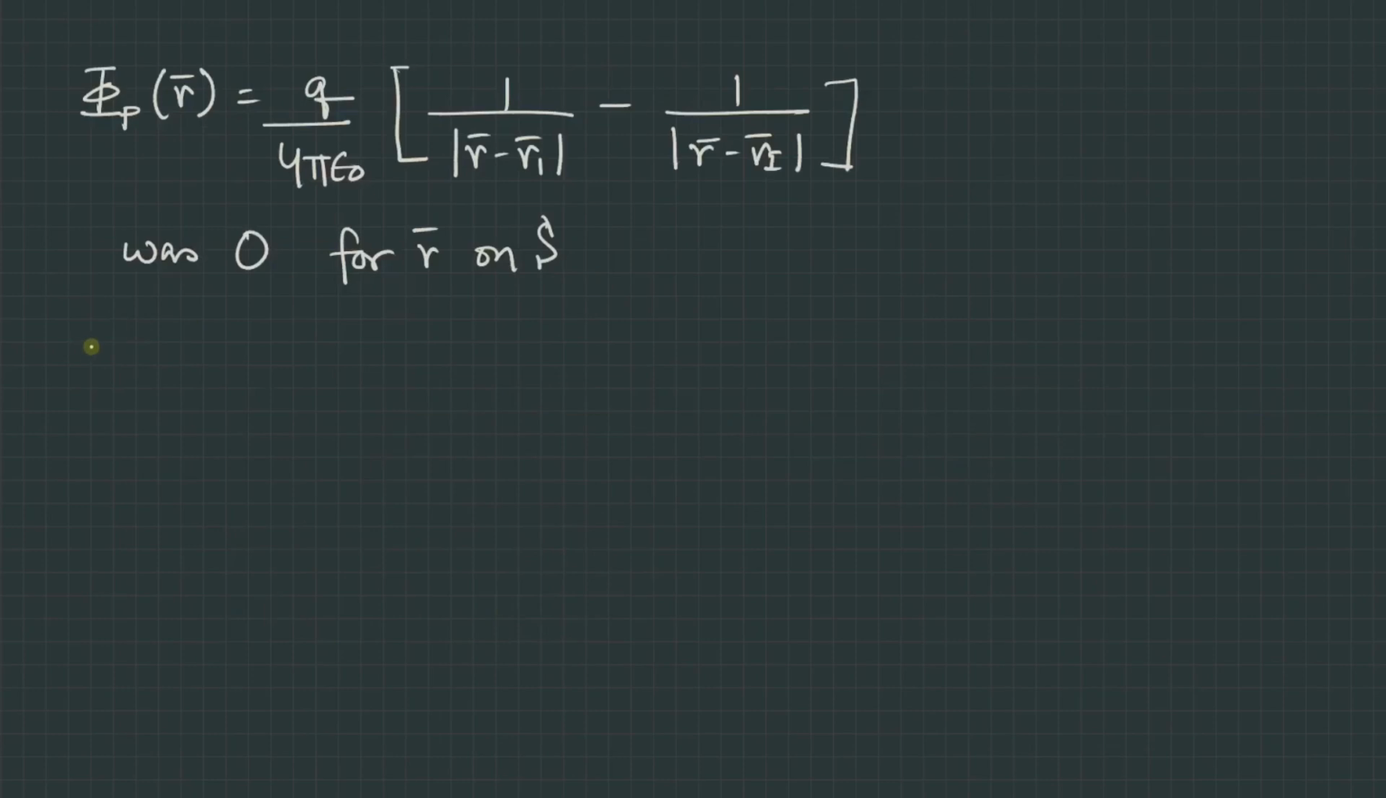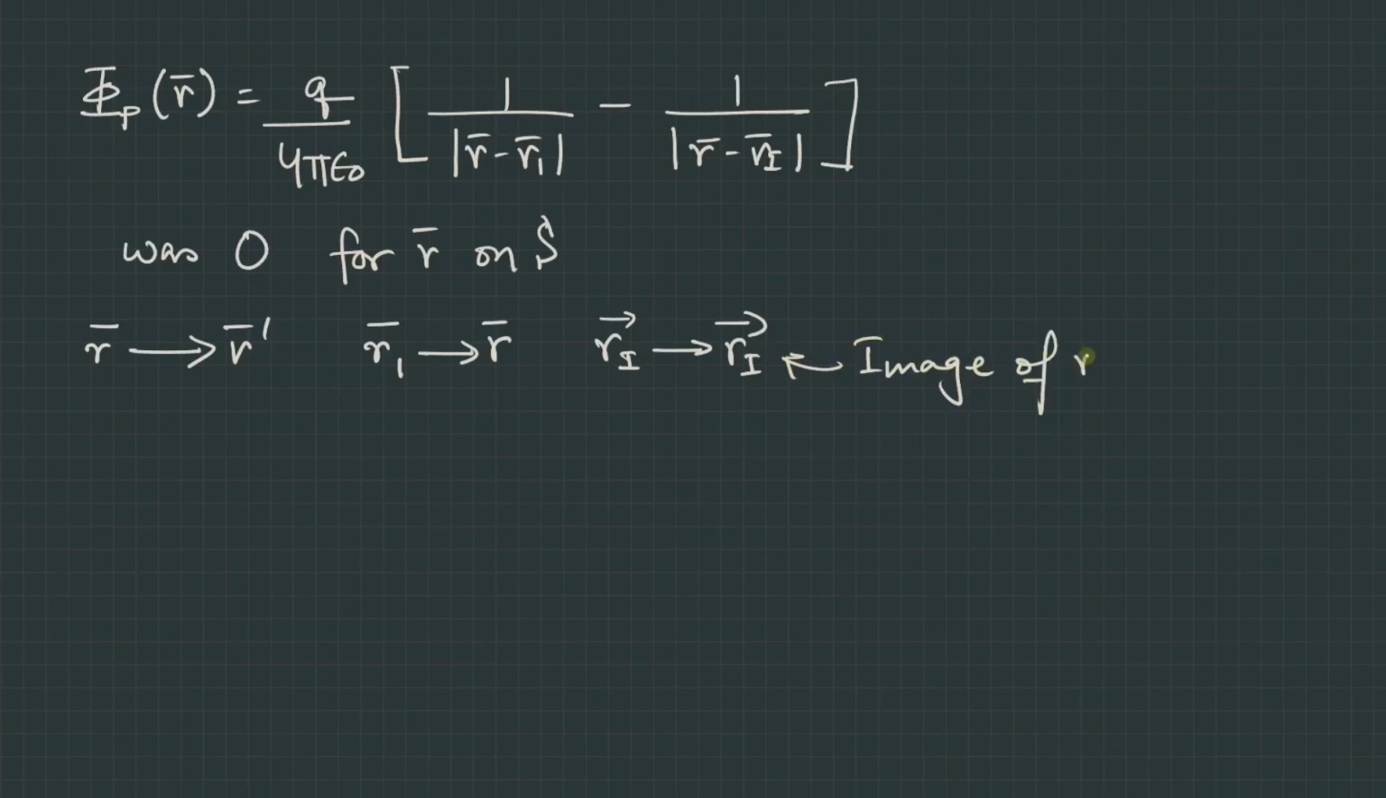So a very logical transformation would be to take r to some r dash. Now trust me on this, and let's take r1 to r and ri to, let's not change the notation here, but by definition ri here should be the image of r. Of course, we always take the image with respect to the surface S.